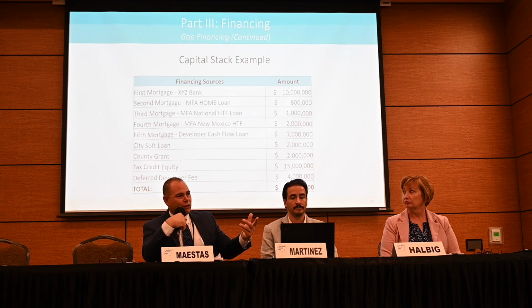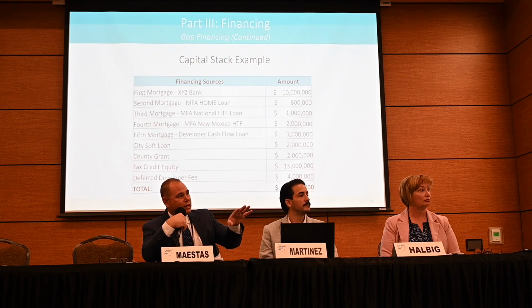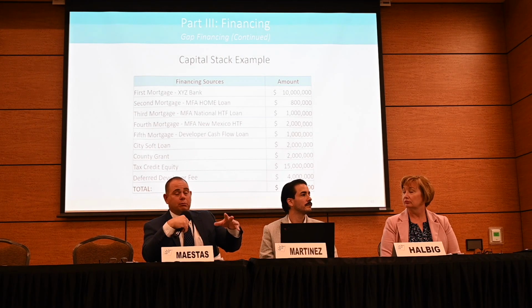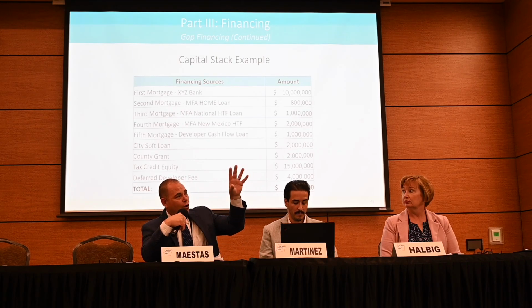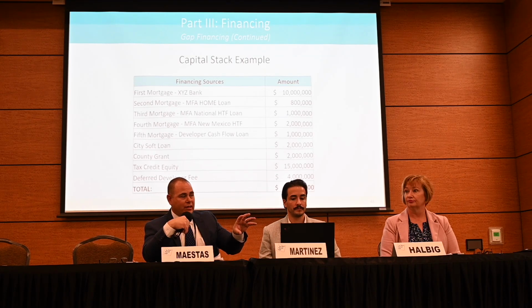It's really just a deferral of cost, but because you're pushing it out, it looks like a source. And all that there, the $37,800,000, I think is what it says, that should be the amount of your total development cost. Those are all the sources that you might see in a typical capital stack to get that project funded.